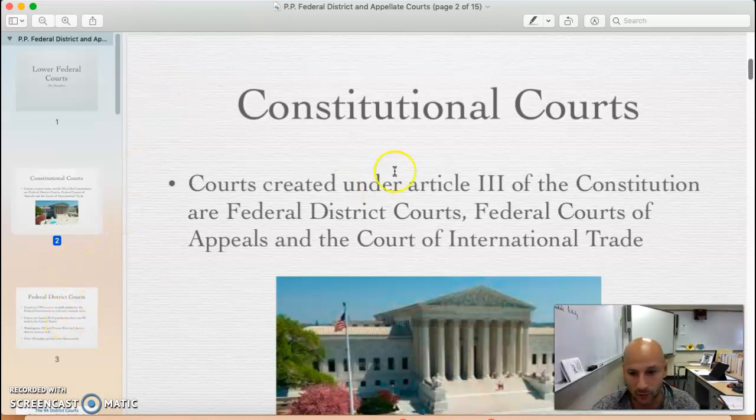First thing I want to get to is, like I said, there are 94 federal district courts, and those are the lower level of the courts. If you commit a federal crime, you will be held in a district court.